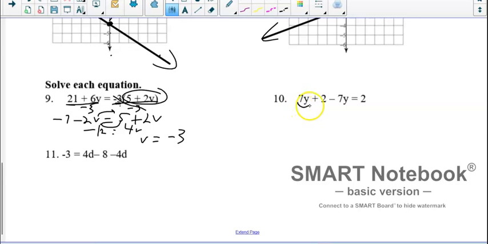So here I have 7y and negative 7y. Those are like terms. I'm going to combine them.